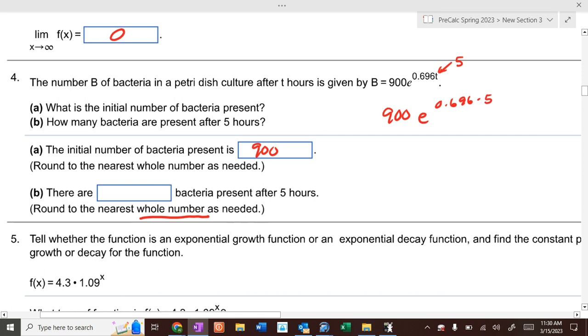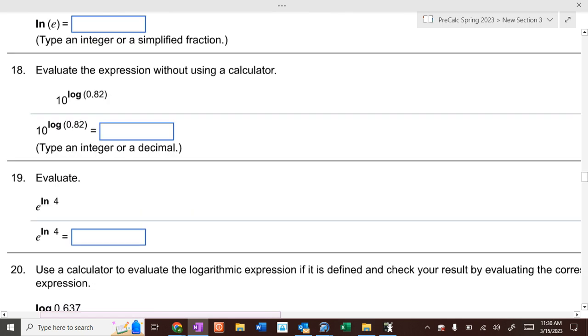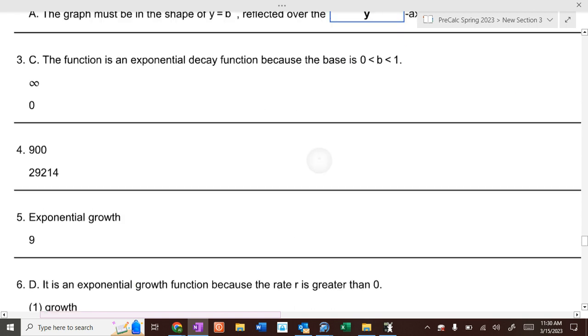Is it more or less than the original amount? More. So how many are there? 29,214. 29,214 to the nearest whole number. Yep.